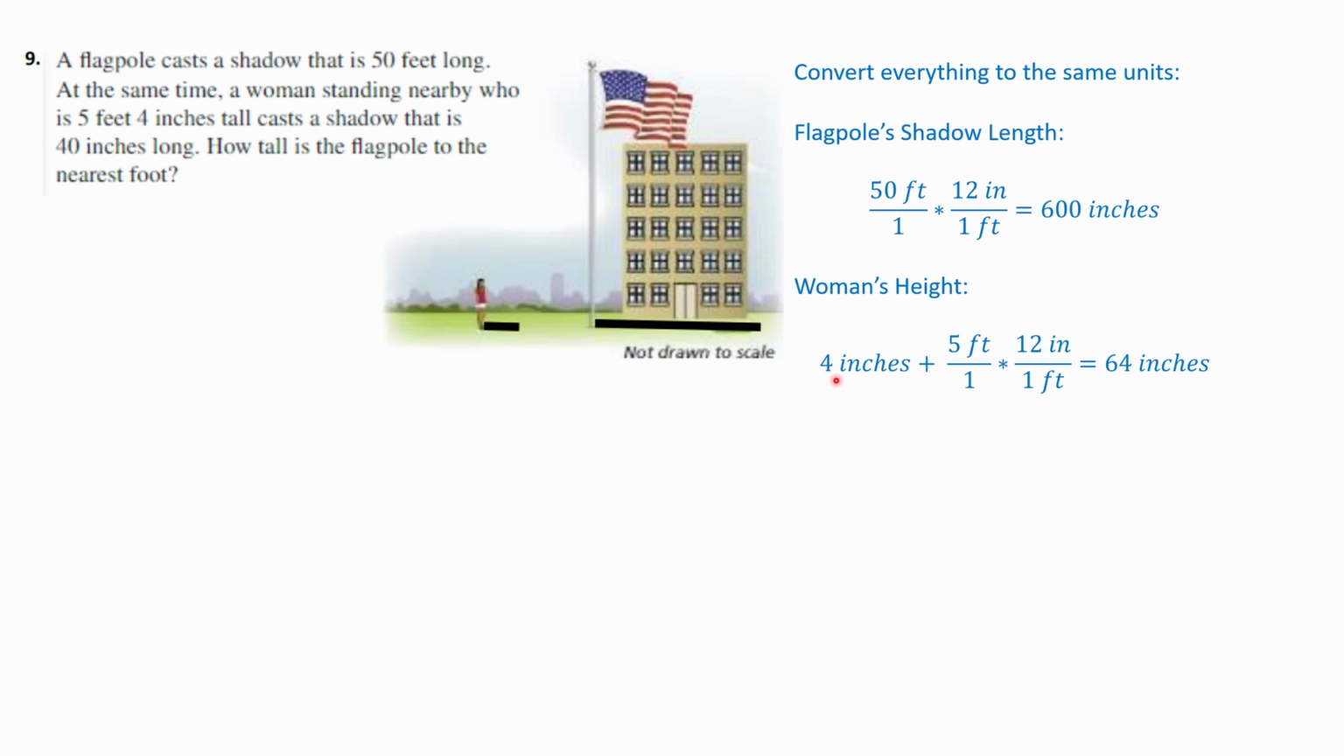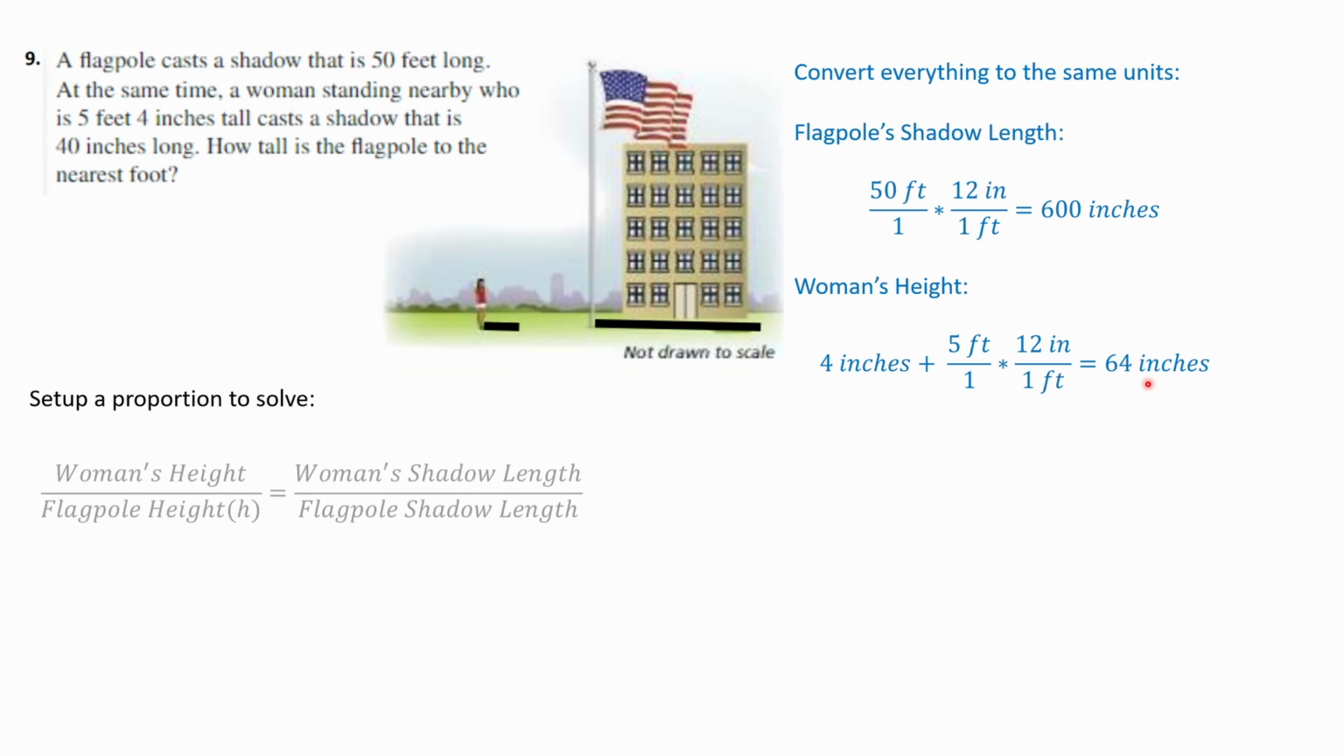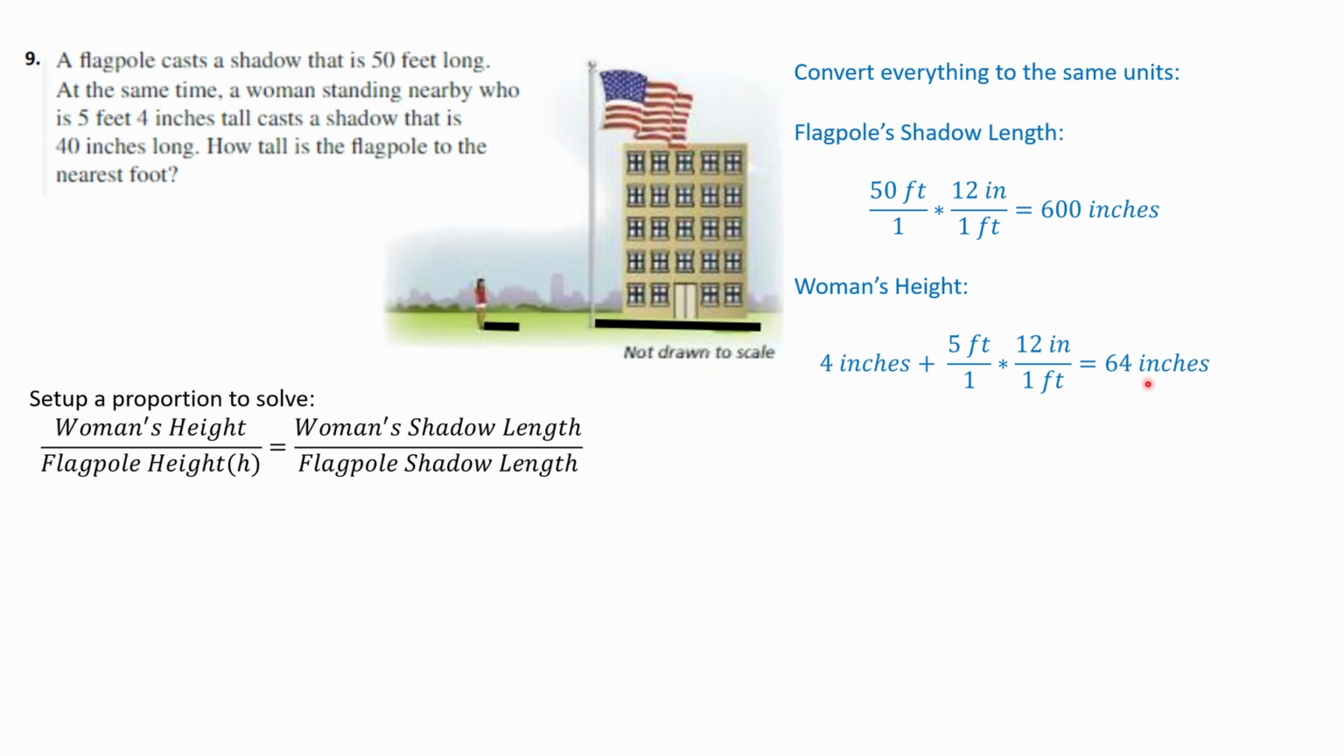For the woman's height, I take the 4 inches because she's 5'4", and I add the 5 feet, again multiplied by 12. So 5 times 12 is 60, plus the 4 gives her height a total of 64 inches. And then from there, I can set up a proportion to solve for the height of the flagpole. The proportion that I would set up is the woman's height, as it relates to the flagpole's height, is going to be equal to the woman's shadow length divided by the flagpole shadow length. I used h for my variable because h made sense for a height.